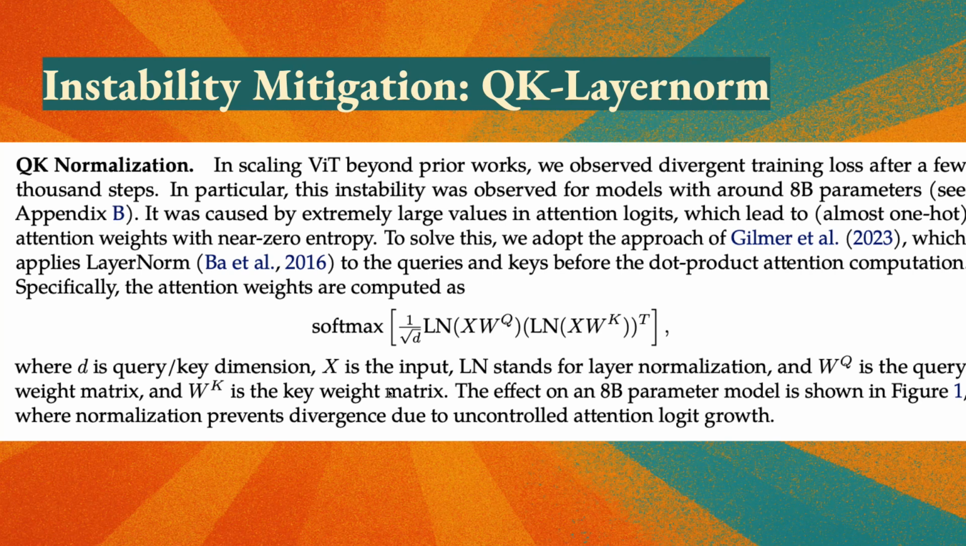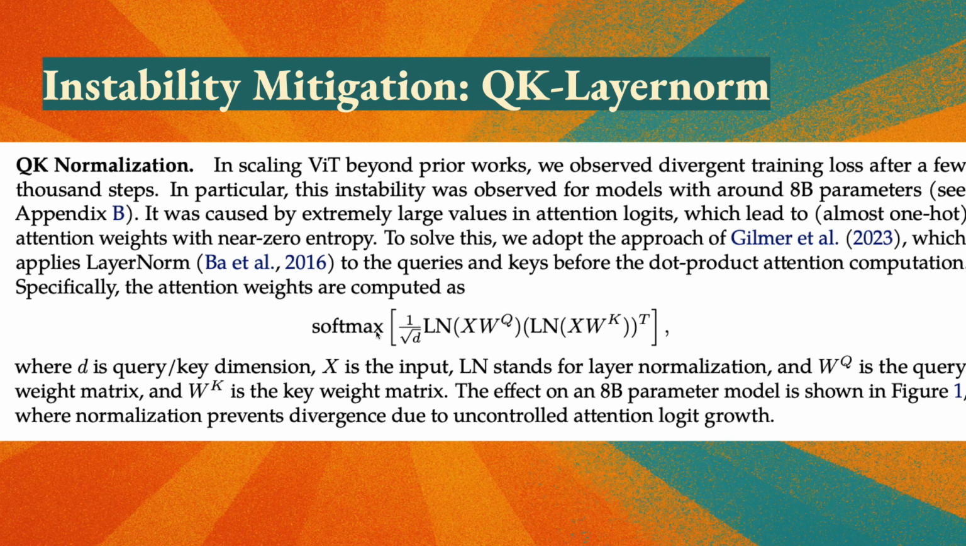So we get something like this. X is the input, WQ is the weight matrix for the query, and WK is the weight matrix for the keys. We're multiplying the input by the weight matrix, passing that through the layer norm. Then we're performing the dot product, which is our matrix multiplication, and then we're dividing by root D, and then passing it through the softmax.